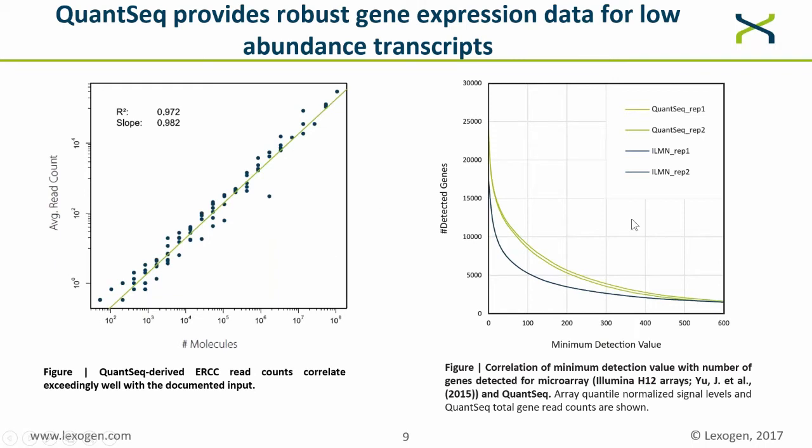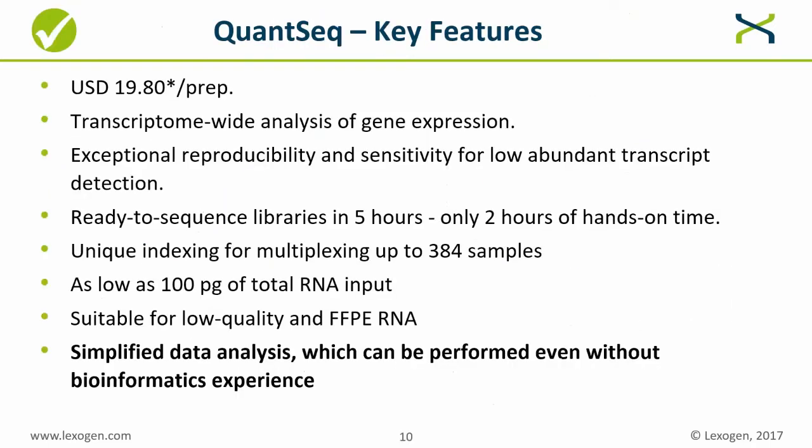The graph on the right-hand side is showing the performance of QuantSeq compared to microarrays. This plot shows the number of detected genes on the y-axis for different levels of expression values shown here as minimum detection value. Here you can appreciate that the QuantSeq libraries shown in green are giving a higher gene detection level at lower gene expression or detection values than you can see for the Illumina arrays, which are shown here in blue. This also demonstrates that QuantSeq is a highly ideal alternative for gene expression profiling compared to microarrays.